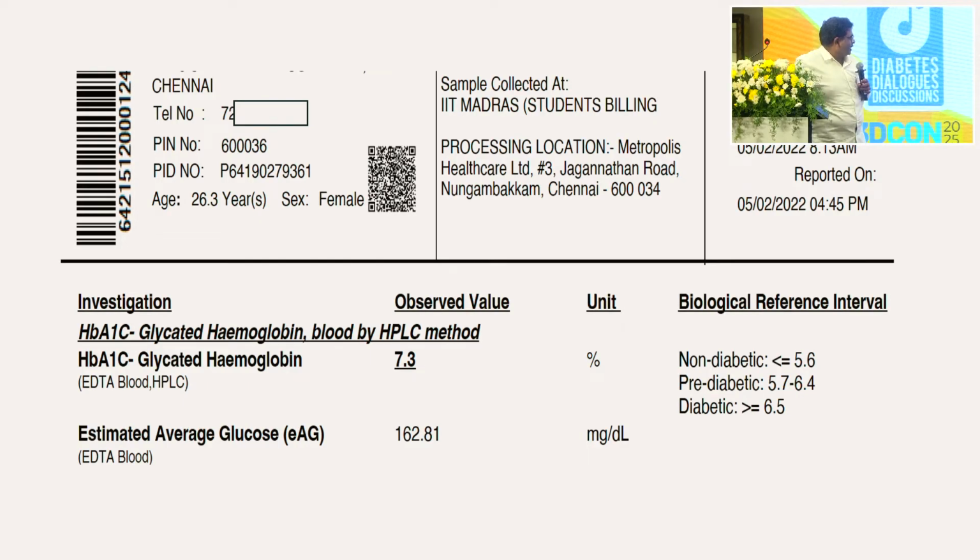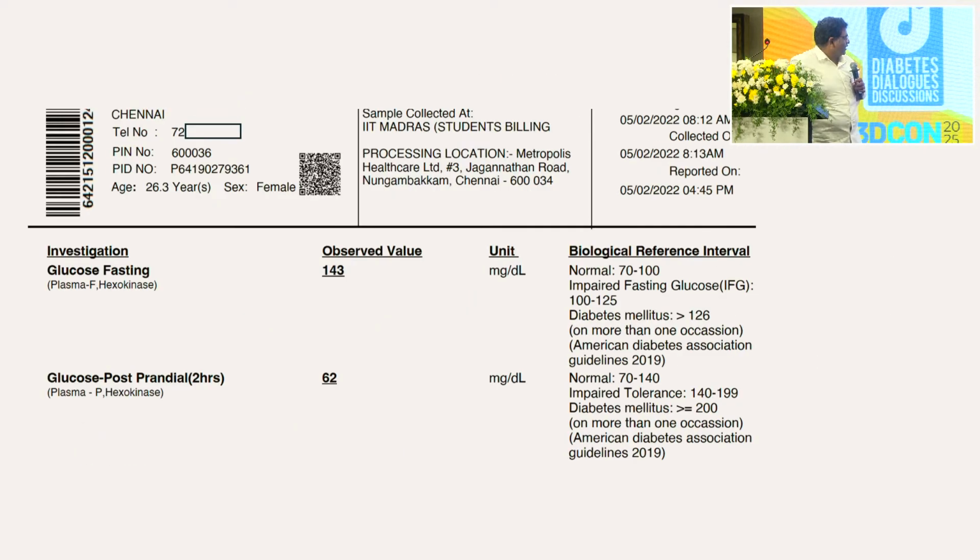Then she came in 2022 with an HbA1c of 7.3. Her fasting sugar was 143, and postprandial sugar was 62. Please remember this reading; it is very important. Fasting is higher, typical of hepatic insulin resistance. You have a hyperinsulinemic state, and insulin resistance at the level of glucose also contributes to this.